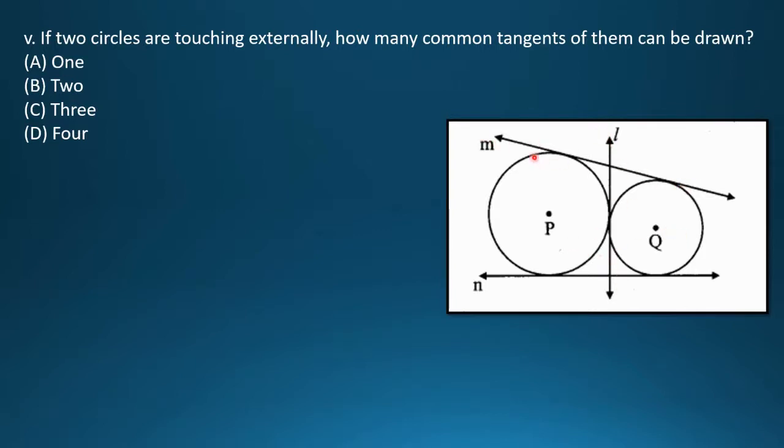Similarly, line M is a tangent common to both the circles, but at different points. While line N is also a tangent which is common to both the circles, but at different points. So if you count, we can draw 1 line L, 2 line M, and 3 line N. So we can draw 3 tangents that are common to two circles touching externally. So lines L, M, and N are the tangents. So C, 3 tangents, is the correct answer.